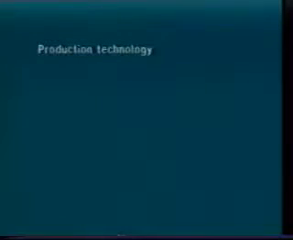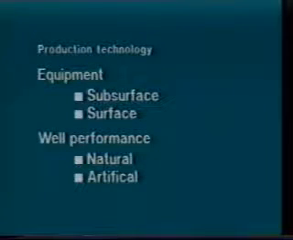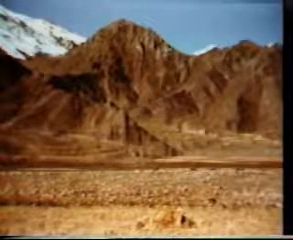We begin with production technology. Here we have two major concerns. First, the subsurface equipment needed to produce the fluids, and the surface equipment needed to separate, clean, meter, and sell them. And second, the performance of the well under natural flow or artificial lift conditions. Let's start with the subsurface equipment.